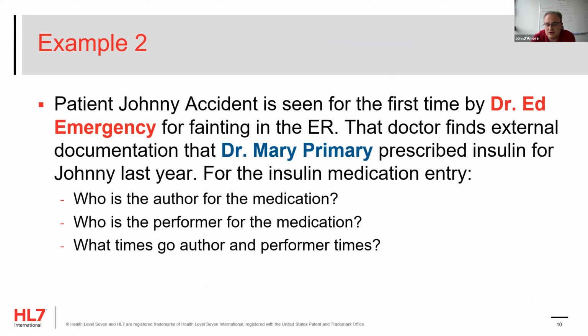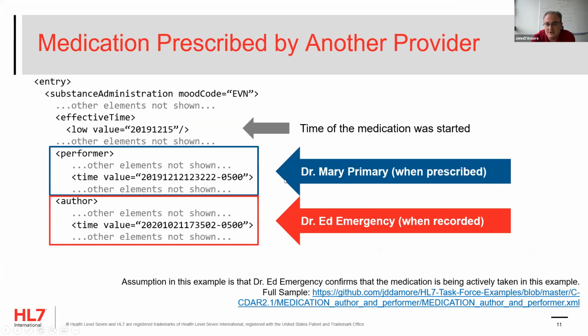The doctor finds external documentation that Dr. Mary Primary prescribed insulin for Johnny last year. For the insulin medication entry, who's the author, who's the performer, what times can go there for this information? So here we would have an entry and a substance administration.